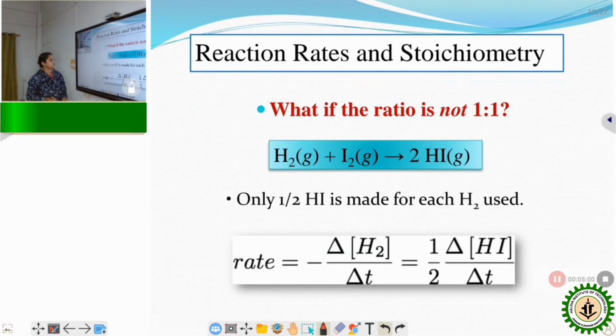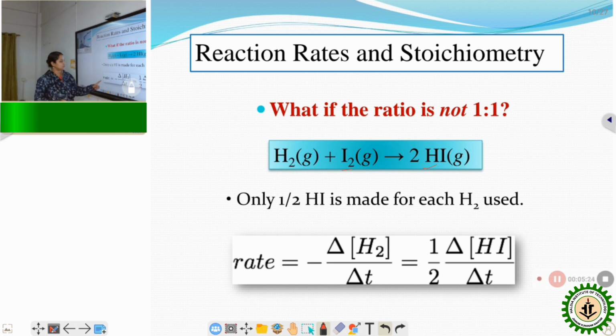But if the stoichiometry is not 1:1, then how to represent the rate of the reaction? Say the very common reaction of the formation of HI from H2 and I2. Now 1 mole of H2 and 1 mole of iodine combine to give 2 moles of HI. For this type of reaction, how to represent the rate of the reaction?